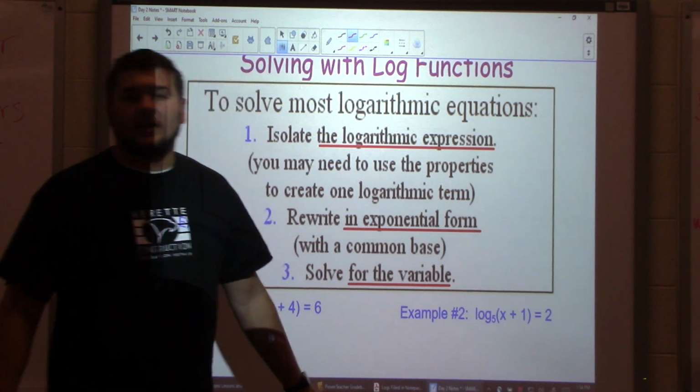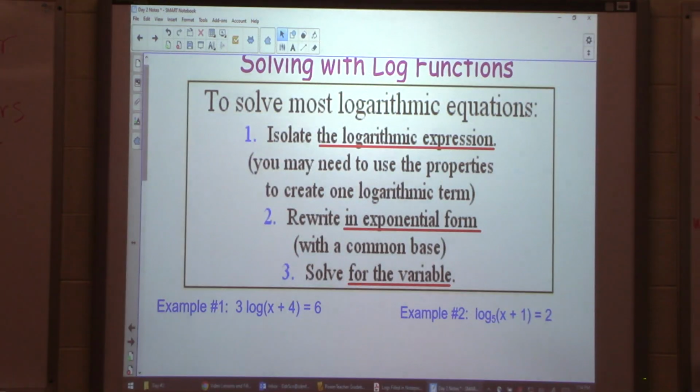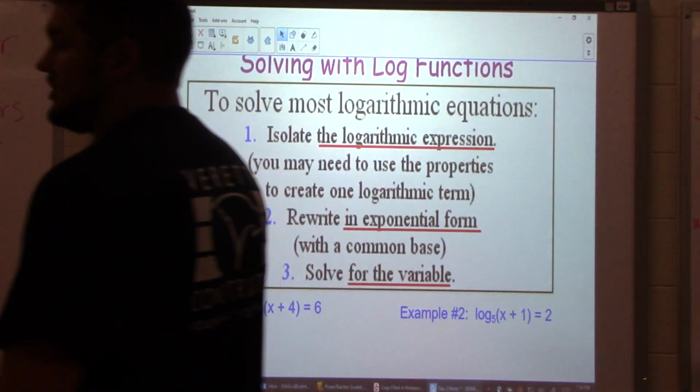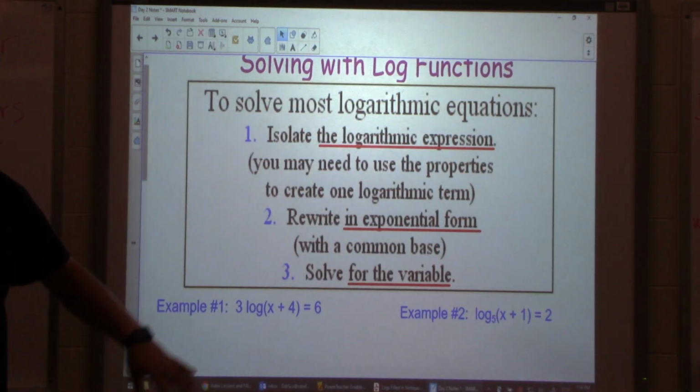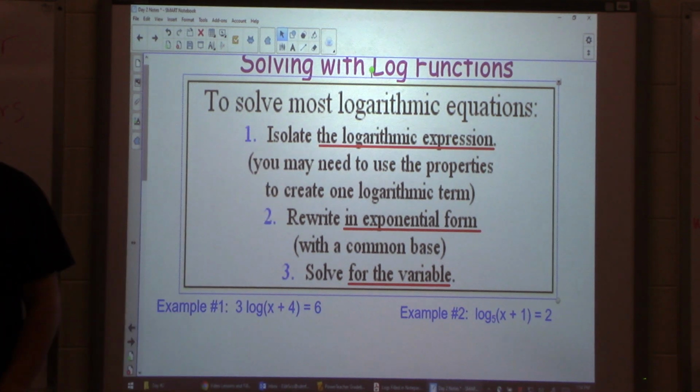Alright, solving equations that have logs in them. If we're to solve an equation that has a log in it, first step, isolate the logarithmic expression, aka isolate the log. Get it by itself. Step 2, change it to exponential form. We just did that in the last part. If we want to solve something in log form, we change it to exponential. So isolate the log, change it to exponential, then solve for your variable.